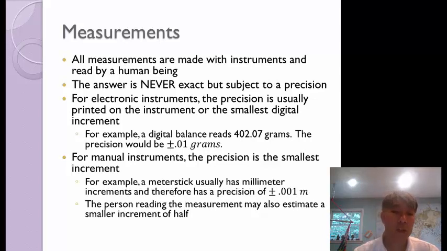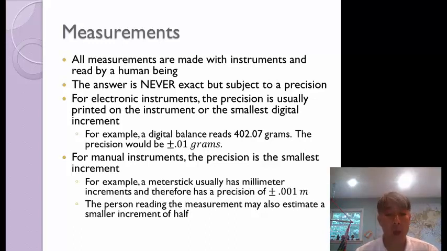First off, all measurements are made with instruments and read by a human being. So your answer is never going to be exact. No matter how good your instrument is, it's always going to be subject to a level of precision. For electronic instruments, the precision is usually printed on the instrument, or what we'll probably use is the smallest digital increment. For example, a digital balance reads 402.07 grams.